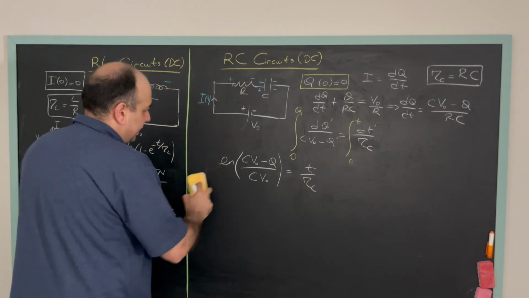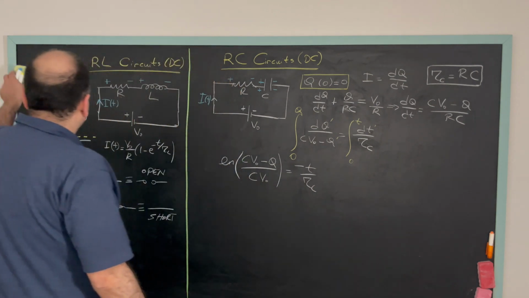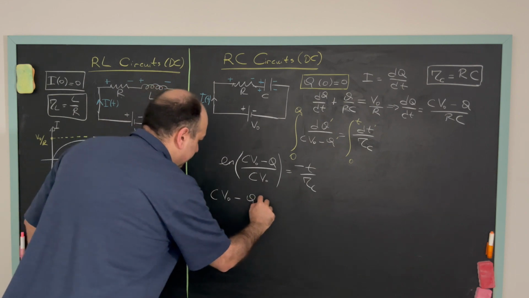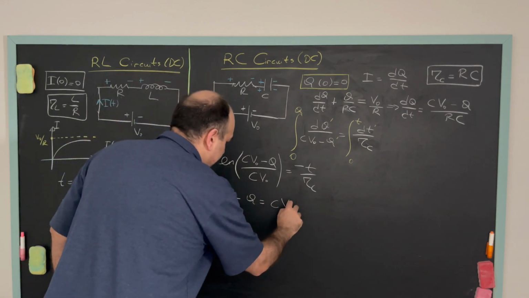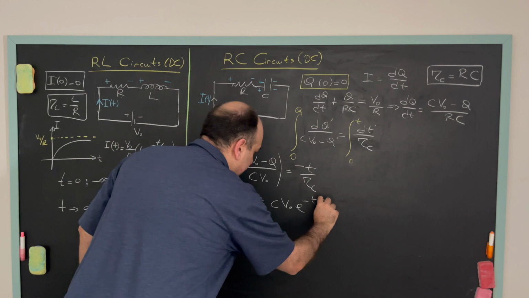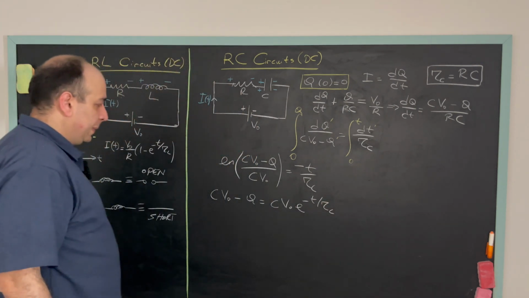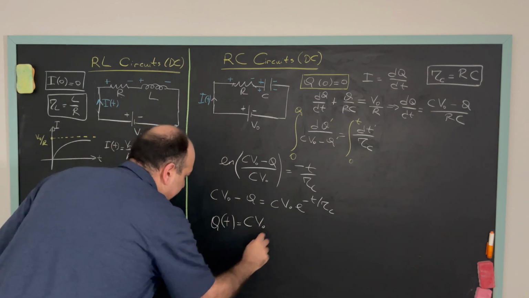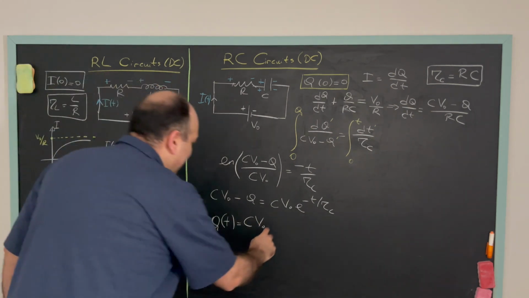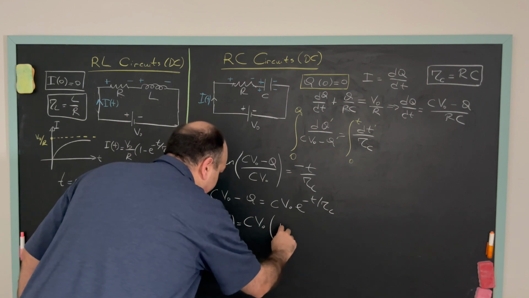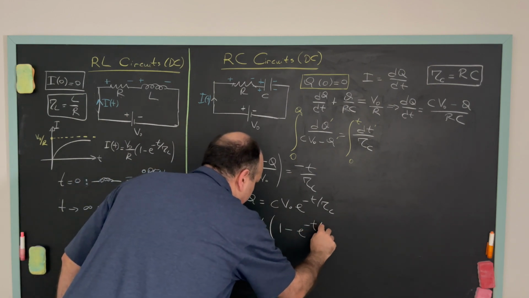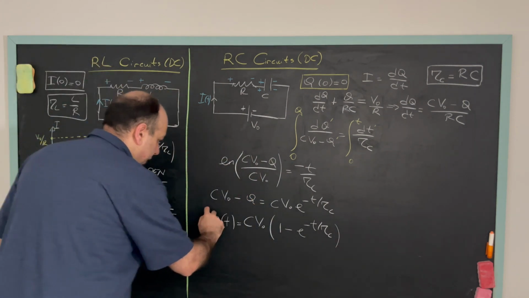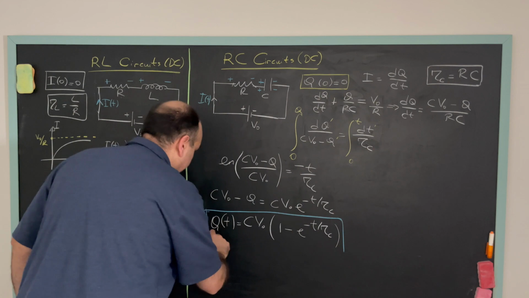So I can put the minus sign here, and I can get rid of this ln function. So CV naught minus Q is equal to C times V naught e to the minus t over tau C. Then I can solve for Q. Q of t is equal to C times V naught, right, times 1 minus e to the minus t over the time constant tau C. So this is how Q changes as a function of time.